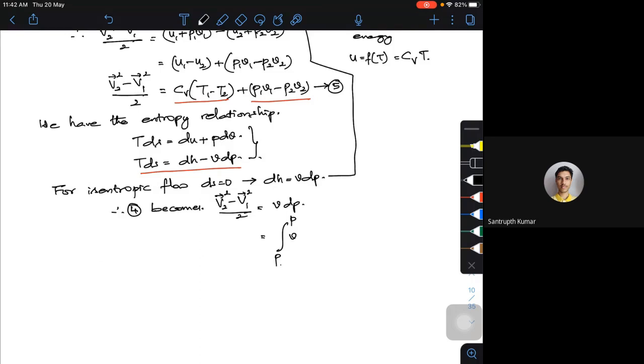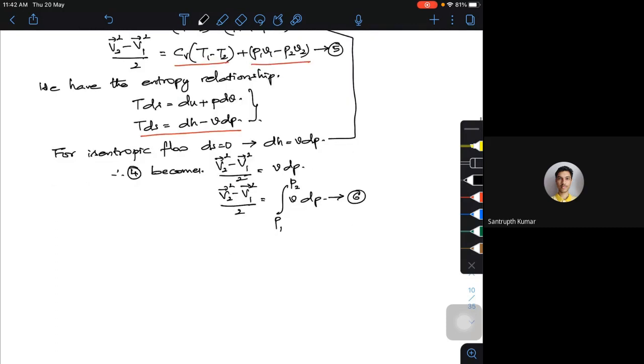So from P1 to P2, this equation I can write as (V2 square minus V1 square) by 2. So this becomes my equation: integral of VdP. This is an ideal condition. Suppose there is a note actually.